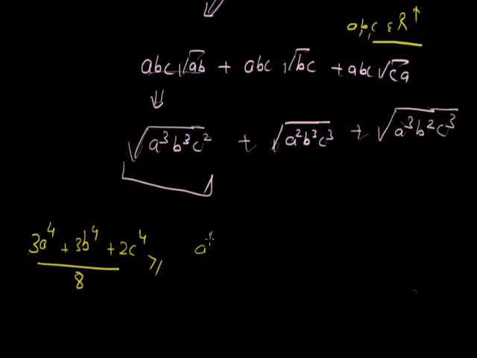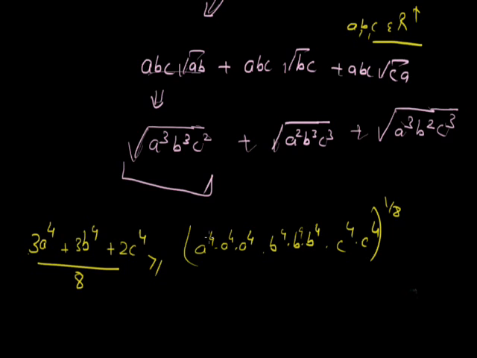GM means a⁴ into a⁴ into a⁴, 3 times, then into b⁴ into b⁴ into b⁴, that is 3 times, and c⁴ into c⁴, raised to power 1/8. Right? This is AM is greater than or equal to GM. We have to somehow transform these values from here. Now let's see what it gives here: a⁴ a⁴ a⁴ b⁴ b⁴ b⁴ c⁴ c⁴ and by 8. Can I feel it? This is somehow the quantity.